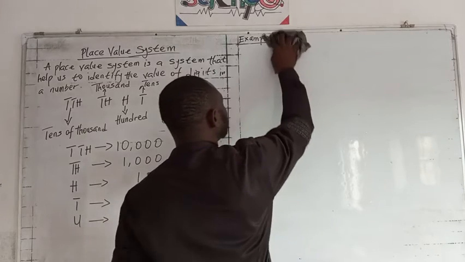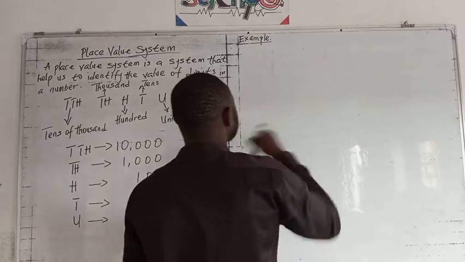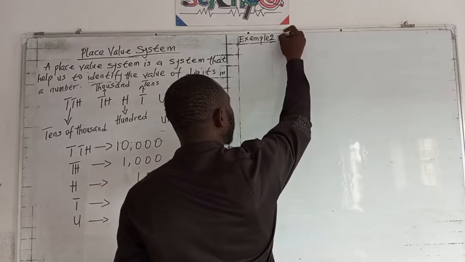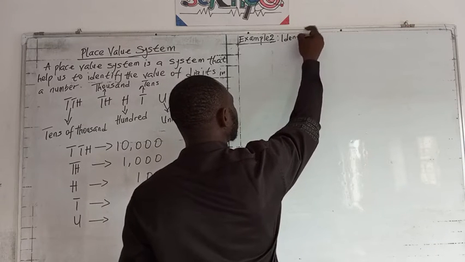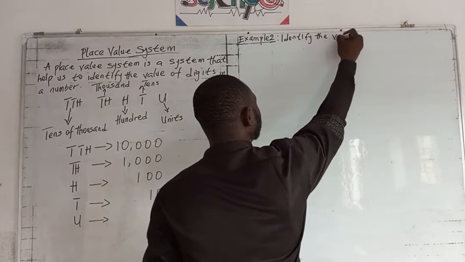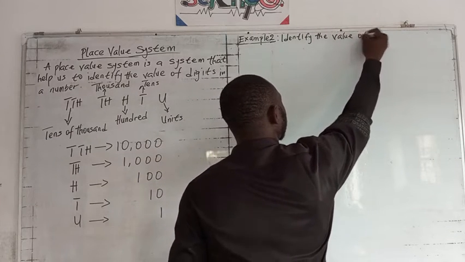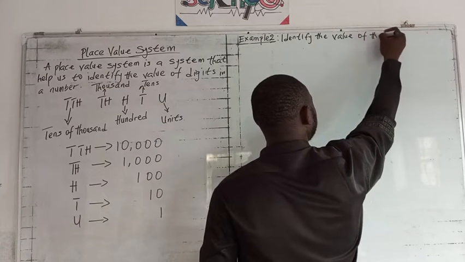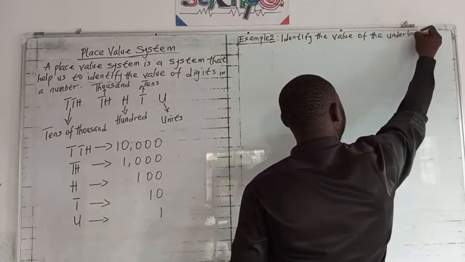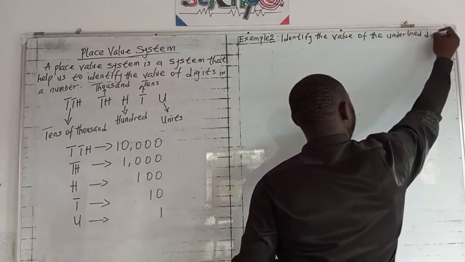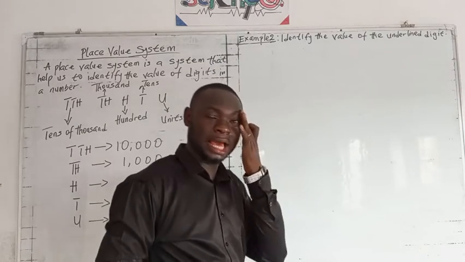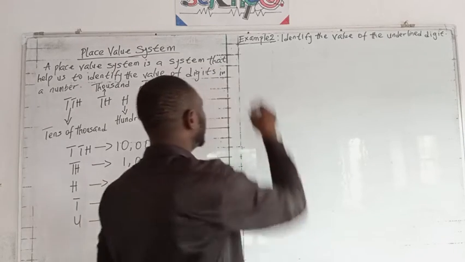So, as example number two, we have that: identify the value of the underlined digits. Identify the value of the underlined digits.